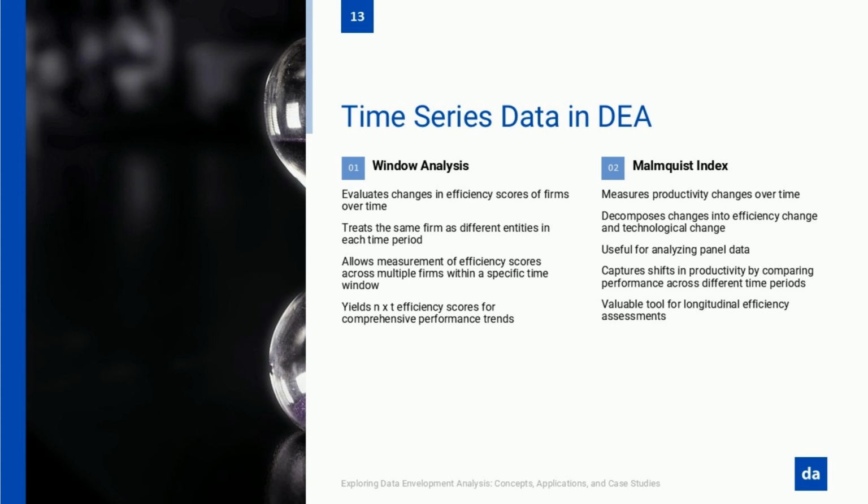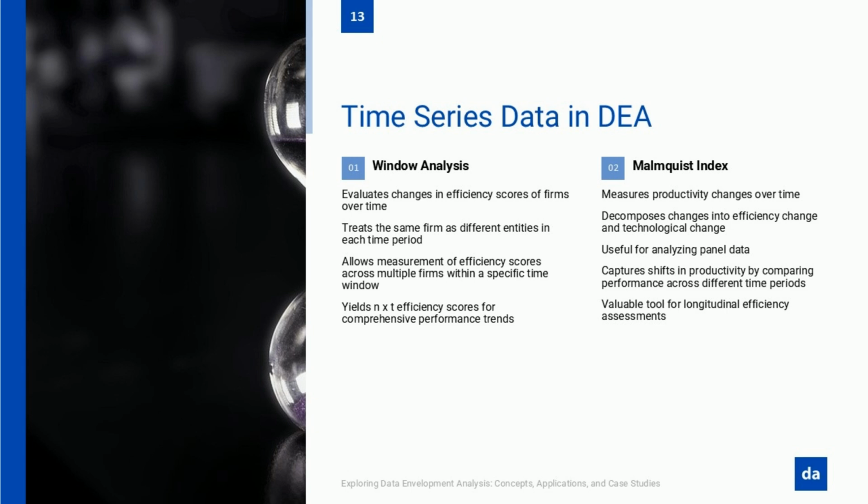Think about what happened to global businesses during economic recessions, financial crashes, or pandemics. Some companies adapted and became even more efficient, while others completely collapsed. Time series DEA shows how these events impact organizations.